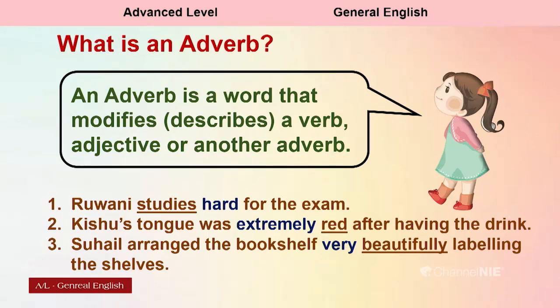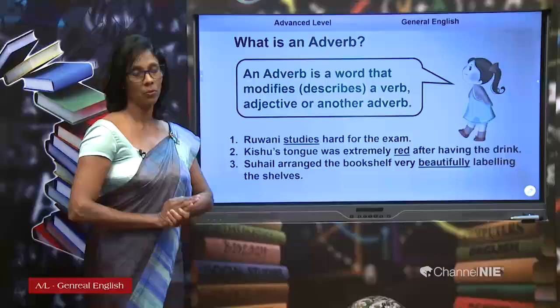So let's look at these examples. Ruvani studies hard for the exam. Hard is the adverb. So what is the question that you can raise? How does Ruvani study? She studies hard. Then for what? For the exam, right? Then we can say the sentence, Ruvani studies hard for the exam. The next one, Kishore's tongue was extremely red after having the drink. So what happened to his tongue? Extremely red. What extent? The intensity or the degree. Extremely, right? So very red. The next example, Suhail arranged the bookshelf very beautifully, labeling the shelves. So how did he arrange his bookshelf? Very beautifully. So it tells the manner, right?